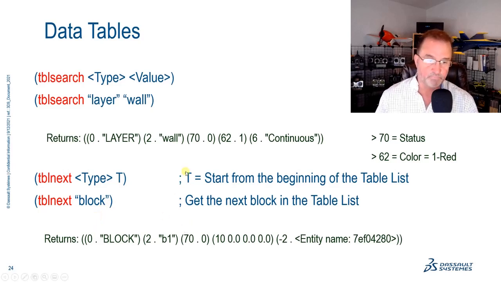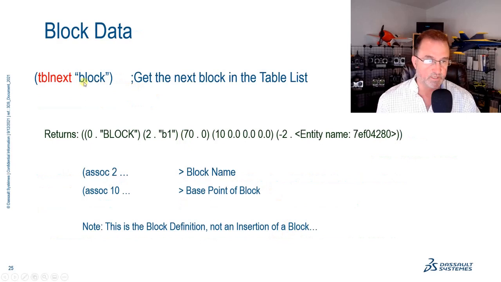Now in this case, when I say table next block, you'll see here's the list. It's going to say 0 is the block, 2 is the block name. In this case, it's B1. And then there's some values for 70, which is a condition. And then there's an insertion point. Let's talk about this a little bit more in detail.